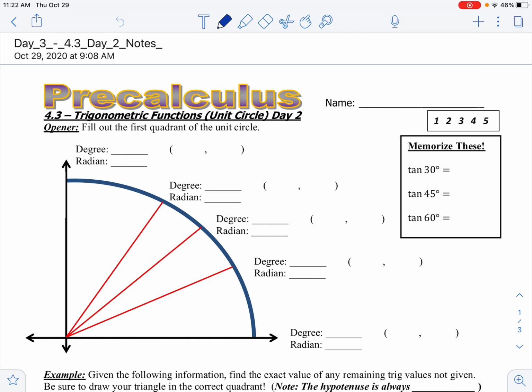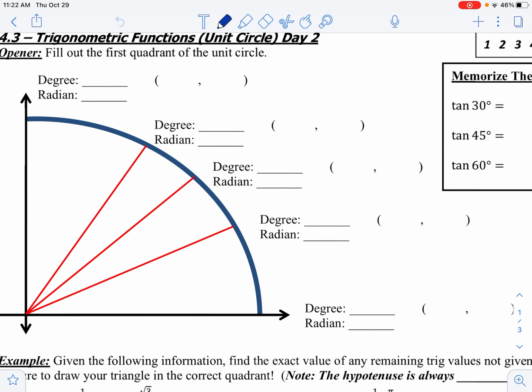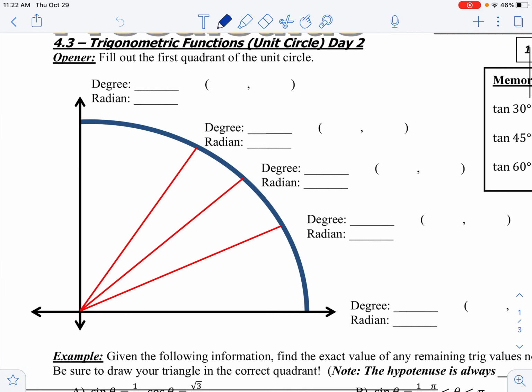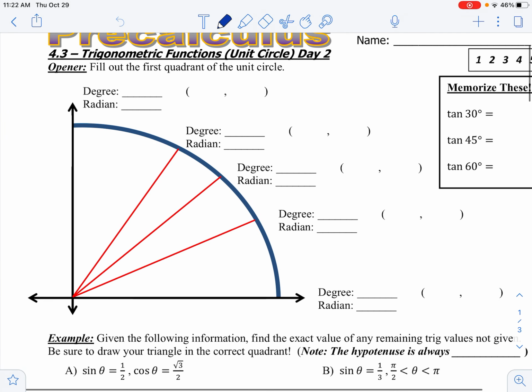All right, so 4.3-2, the first thing that I want you to do is pause the video and fill in the first quadrant of the unit circle from memory. Okay, don't worry about memorizing these yet. We'll do that together. All right, let's see how you did here.